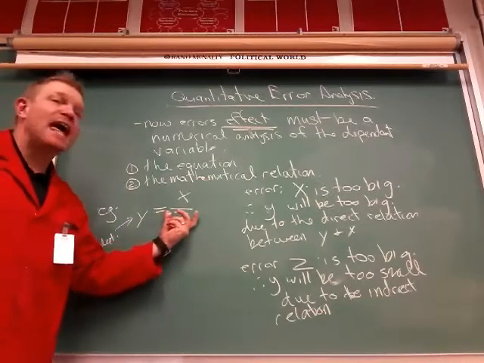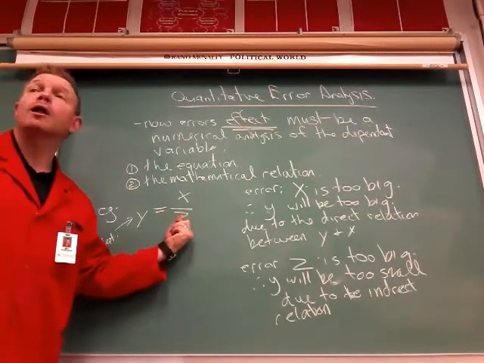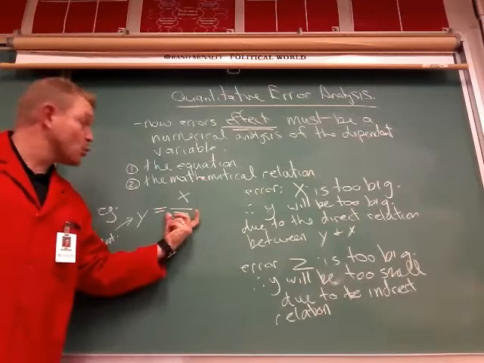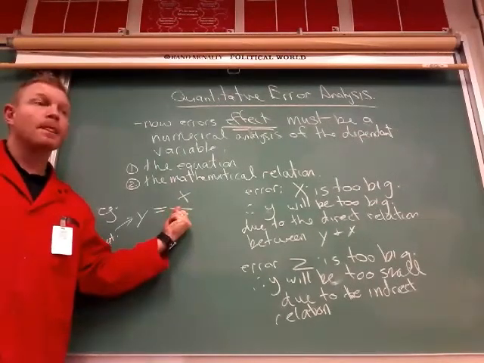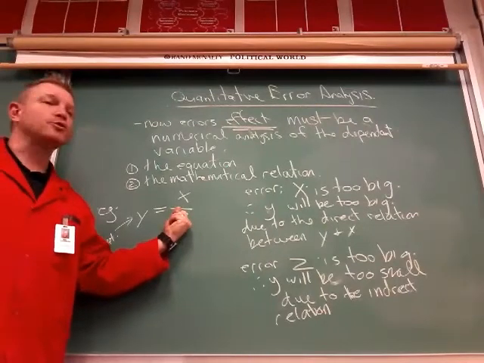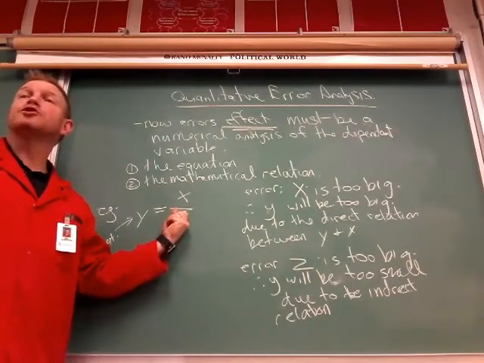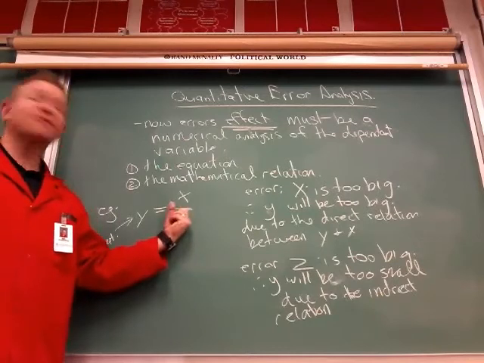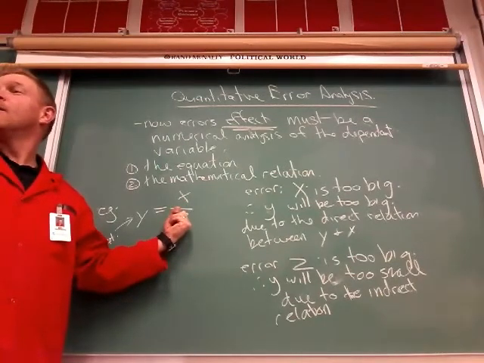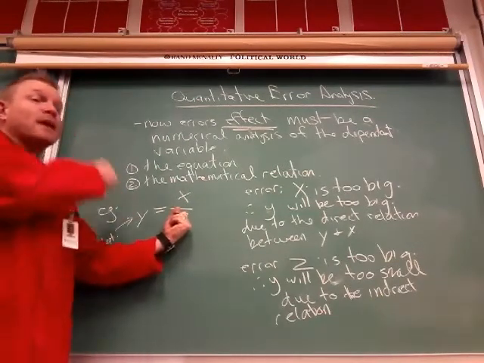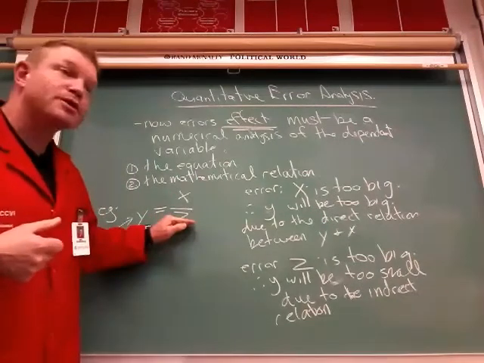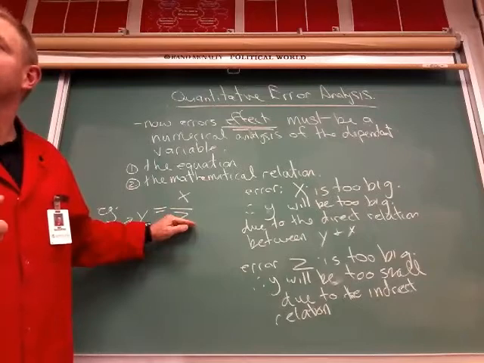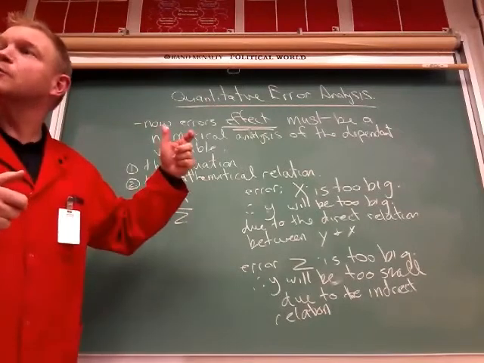What if Z was too small? What would happen to Y if Z was too small of a number? Y would be too small. Nope, Y would not be too small. What if Y was too small? Sorry, what if Z was too small? Y would be bigger, because it's an indirect relationship. If the number's on the bottom, it's indirect. If it gets too small, the other one gets too big.